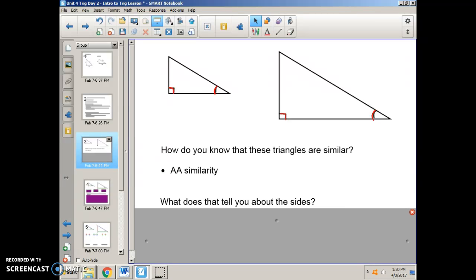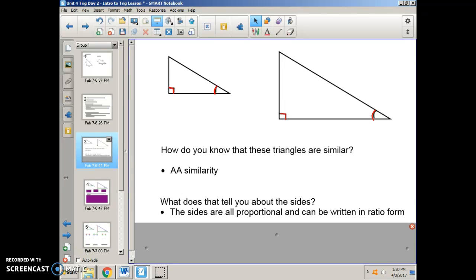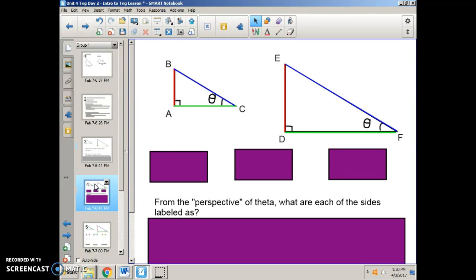Well, what does that mean about their sides? We know their angles are all going to be congruent because we talked about that. What about their sides, though? Okay, well, their sides are not congruent. You can tell in the picture that they're different lengths, but they are proportional, and therefore they can be written in a fraction or a ratio form, which we did a lot of last week. Remember we said a proportion is really when you have fraction equals fraction, or two equivalent fractions, as Mr. Colt said. So let's tie this into our trig stuff.